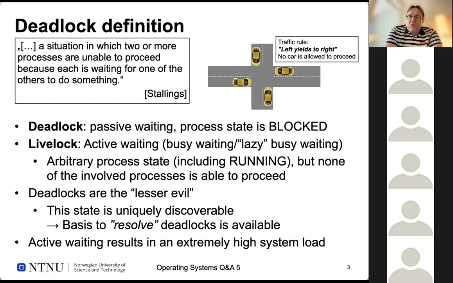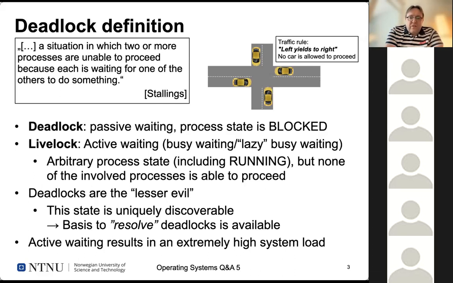And if we have the situation shown on the top right part of the page here, then obviously we have a deadlock, because every one of these cars has a car to its right. So there is no obvious solution if we only follow that rule. Obviously, in traffic rules, there is a way to resolve situations like this. So Stallings in his textbook defines a deadlock as a situation in which two or more processes are unable to proceed because each is waiting for one of the others to do something.